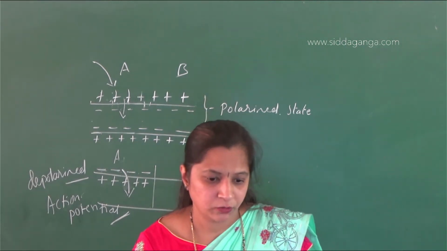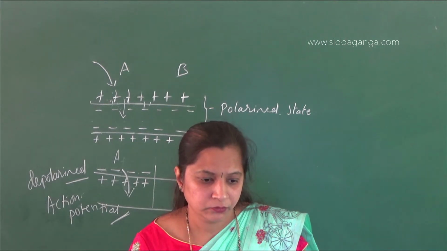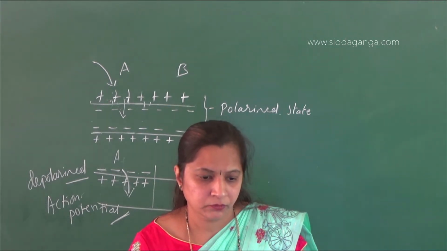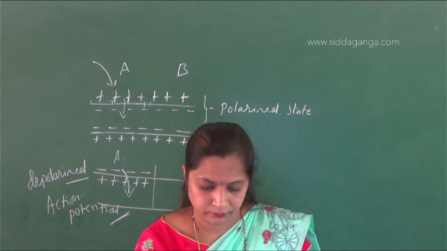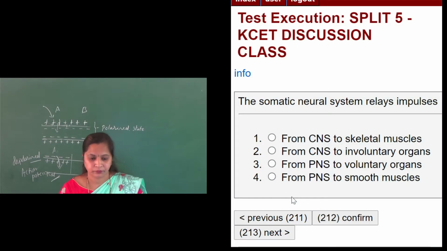Then the next question. The somatic neural system relays impulses from CNS to skeletal muscles. That means central nervous system to skeletal muscles. From central nervous system to involuntary organs. From peripheral nervous system to voluntary organs, and from peripheral nervous system to smooth muscles.